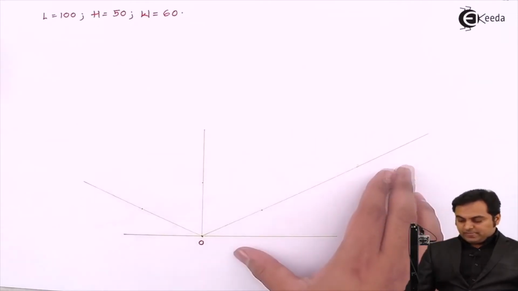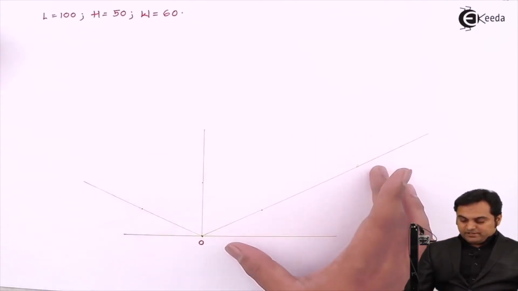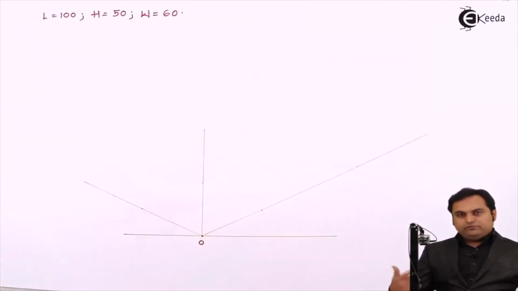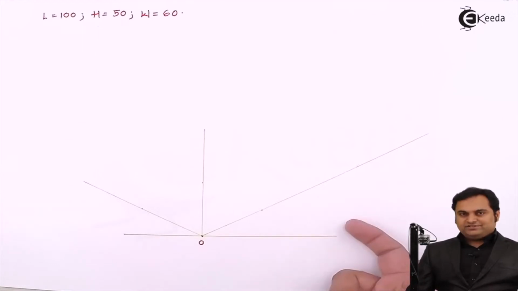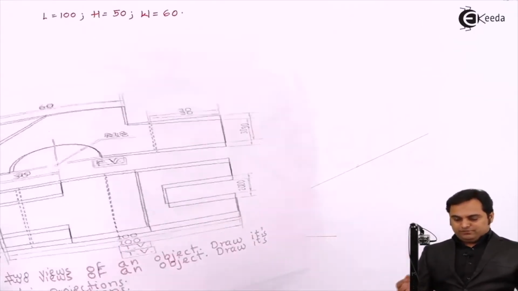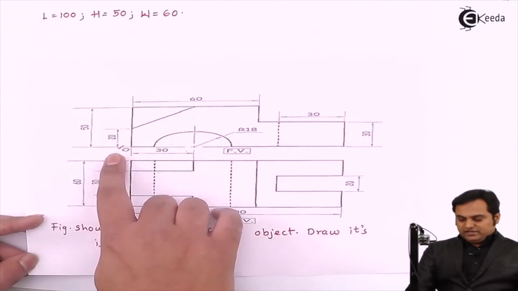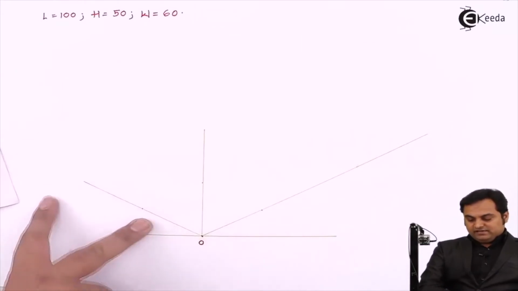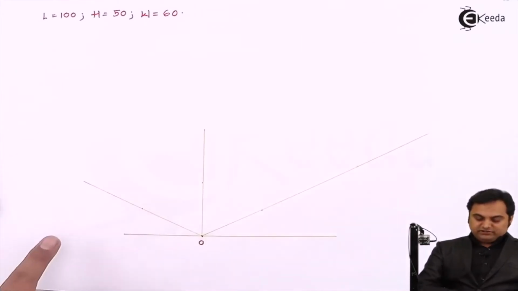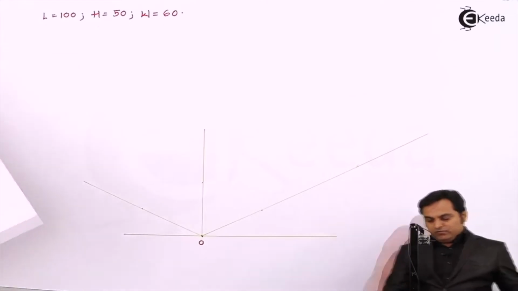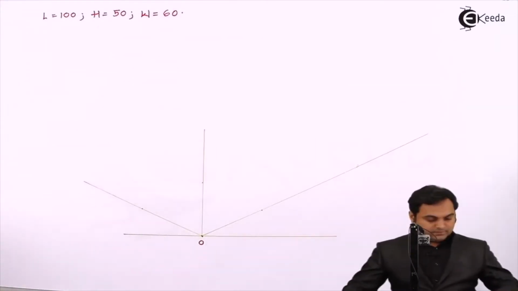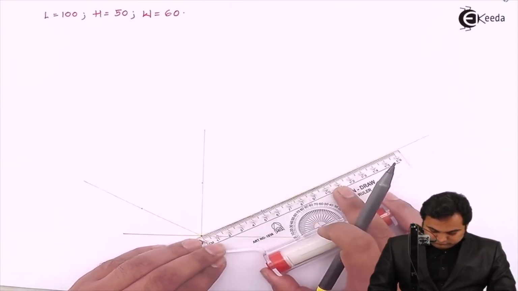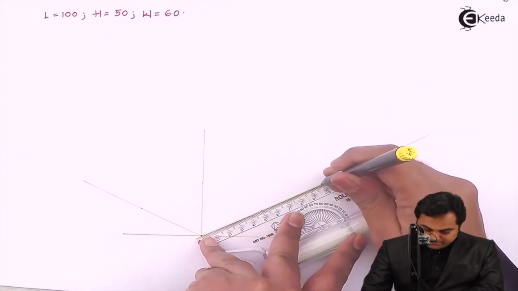So here is the length, which will be 100 mm, and then the height I'll plot here and the width over that. So it means the front view of the object will be from this direction. That I have understood because of the location of the origin. If the origin would have been here, then the object would have been tilted on this side and the length would have been here. In that case, the front view would have been from this side. Now I'll plot the length, 100 mm.